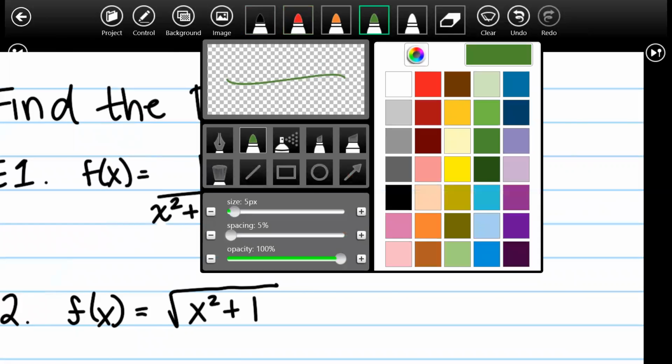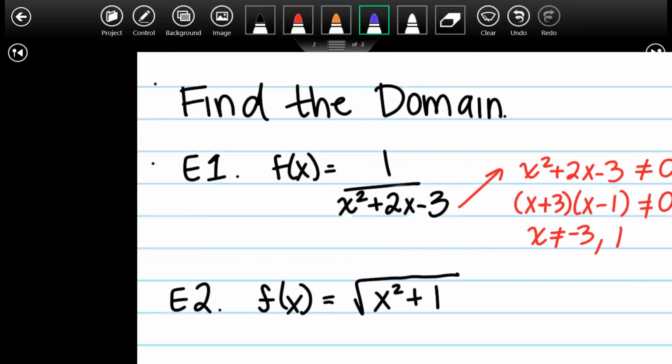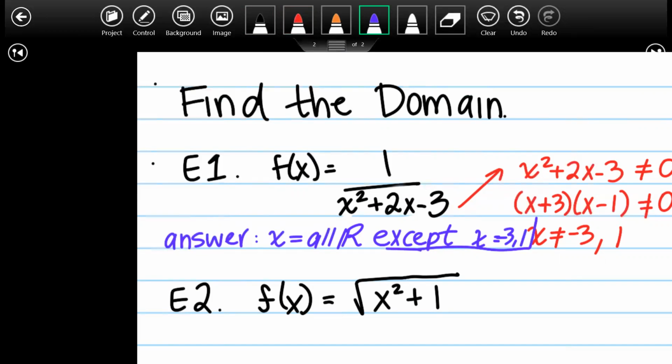Our final solution, and I'll write answer, is going to be x is equal to all real except x equal to -3 and 1. So those are the only two we can look at for those. And let's just change this to -1. No, let's keep it +1. Yes. Change this positive to a negative.